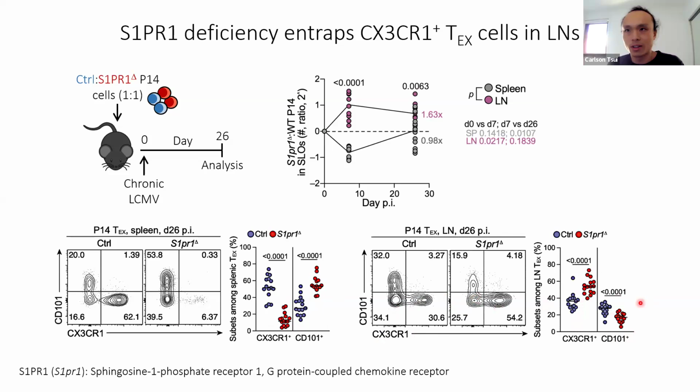So that indicated to us that S1PR1 deficiency does not inhibit the generation of CX3CR1 cells per se, but what it does is trap CX3CR1 cells in the lymph node, and that may inhibit their accumulation in the spleen. So we hypothesized that CX3CR1 TEX cells are generated in the lymph nodes, and these cells then travel to the spleen.